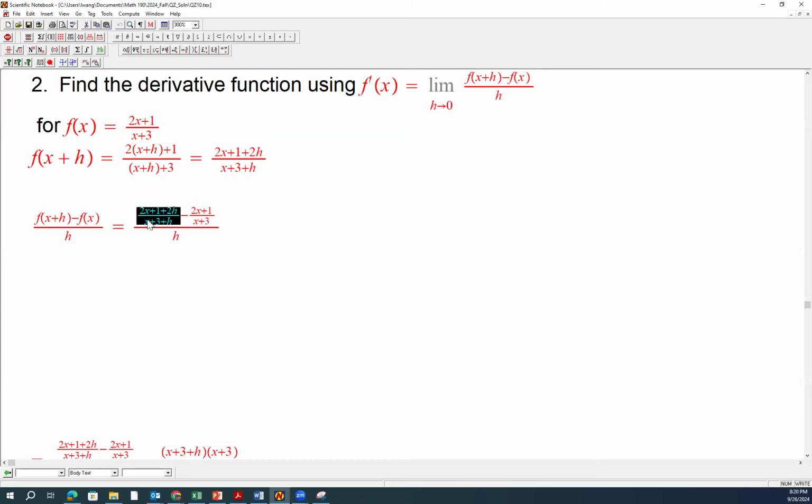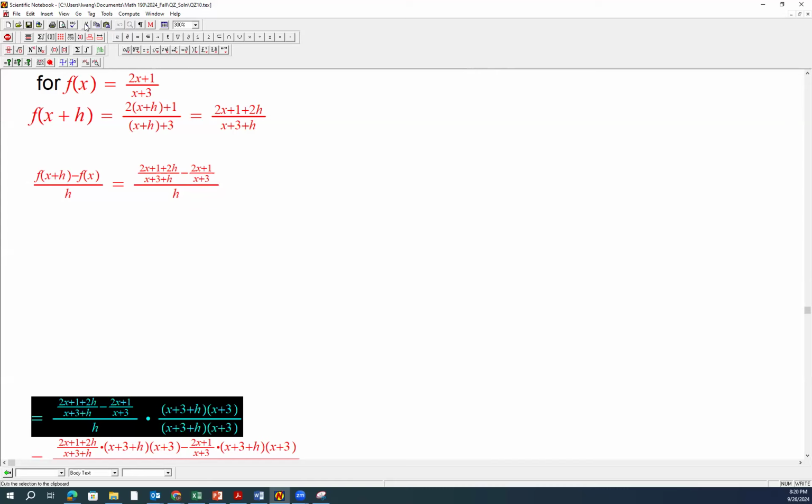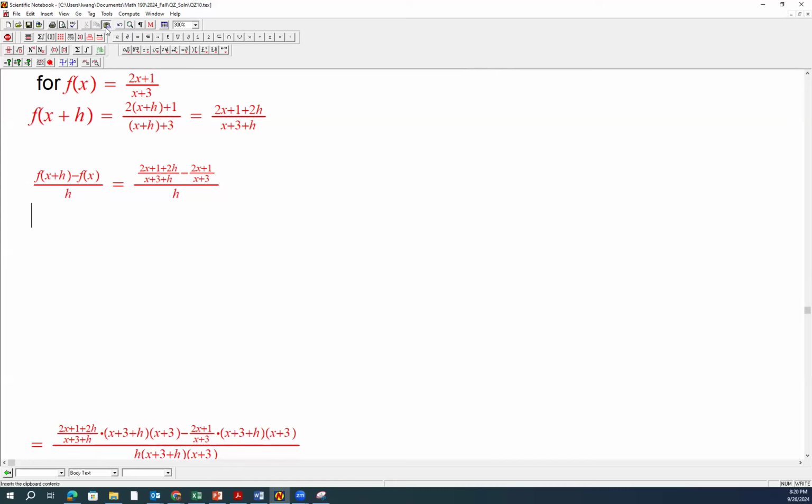So we substitute f of x plus h, which is right here, and the other one is 2x plus 1 over x plus 3. So that's f of x, right? So substitute it properly. And next, we're going to reduce this complex fraction. Be careful when you write this. Make sure it has the right alignment. If your alignment is off, it could get you in trouble because you might confuse yourself.